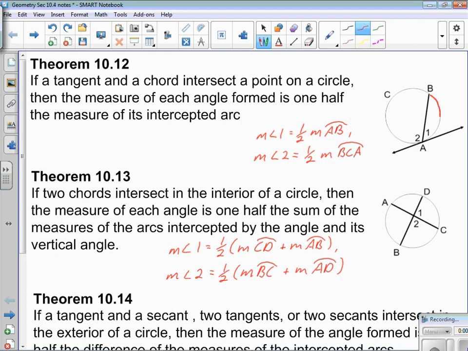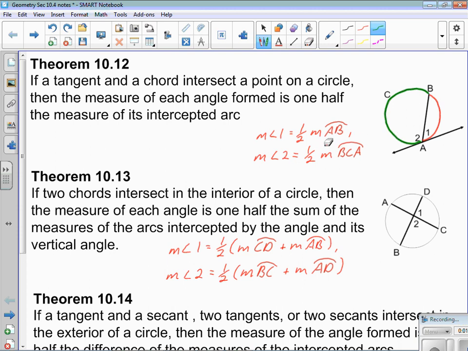So for angle 1, it's half of arc BA. Whatever the measure of arc BA is, angle 1 is half of that. And for angle 2, it is half of the measure of arc BCA. So if we know what the measure of the arcs are, then the angle is half of that. If we were to know what the measure of the angle was, then the arc is going to be twice the measure of the angle.